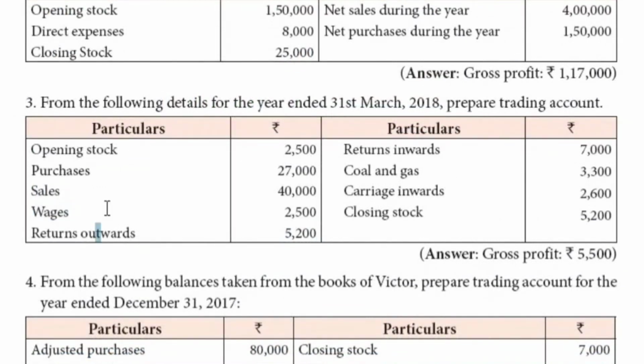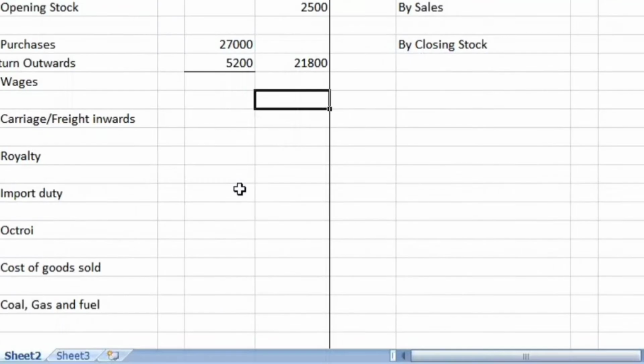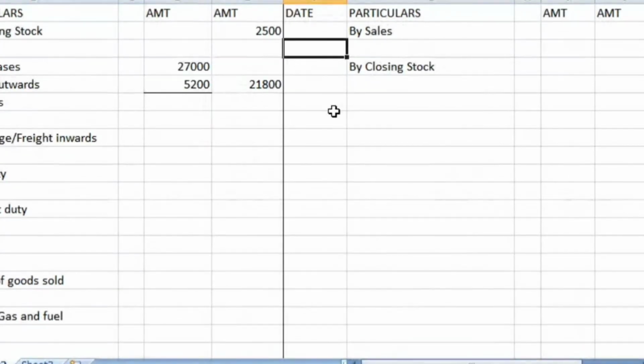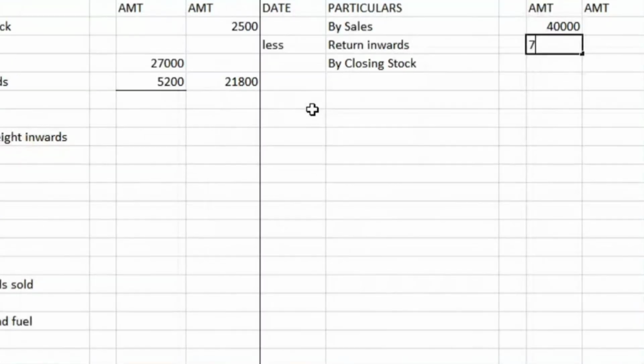Next we have sales 40,000. So return outwards relates to purchases, and for sales it will be return inwards. So I have return inwards on the right hand side, which is 7,000. So go back to your sum and write there less return inwards. So sales was 40,000, return inwards is 7,000. So 40 minus 7, how much do you get? Put it in the outer column straight in the same line where you wrote return inwards.